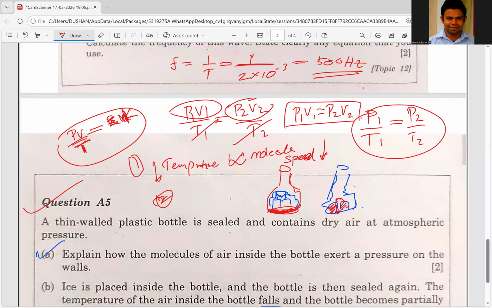Sanket, clear? Manuka? Yes, sir. Right. Then what will happen?